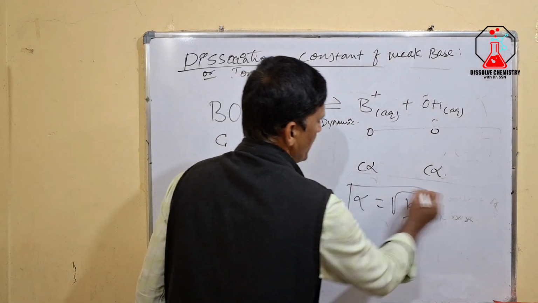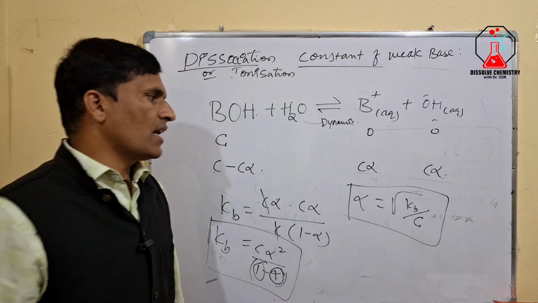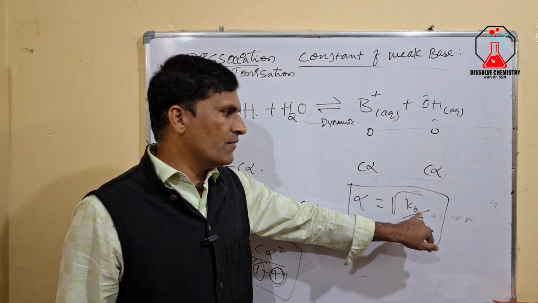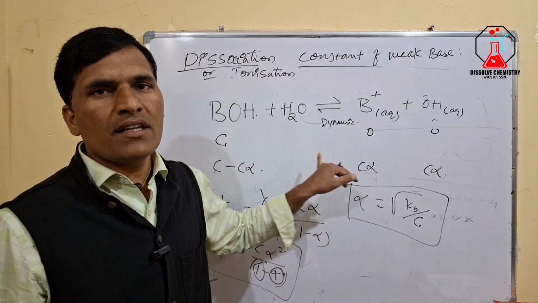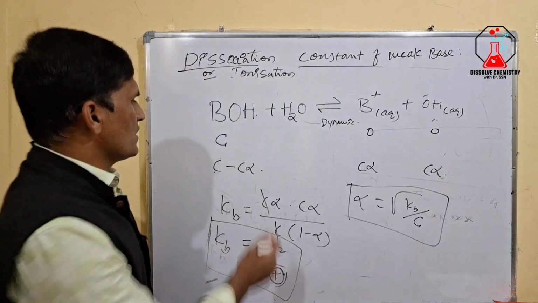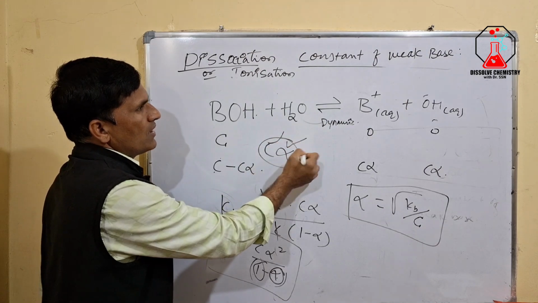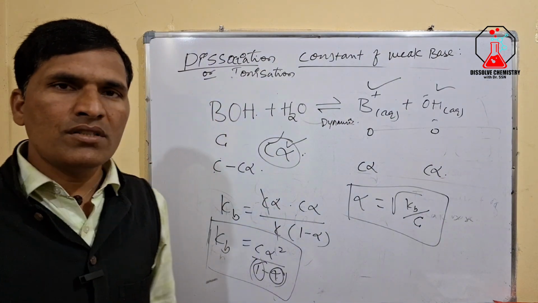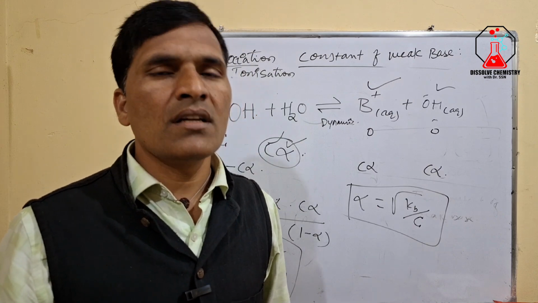So therefore, this is the equation that we get. Similarly, here also we can calculate the degree of dissociation from the dissociation constant of a weak base, if you know the initial concentration. Once you calculate the degree of dissociation, you can find the concentration of the OH minus ion by using C alpha, the initial concentration times the degree of dissociation. That gives the concentration of OH minus ion at equilibrium. Once you know it, you can calculate pOH, pH, and so on.